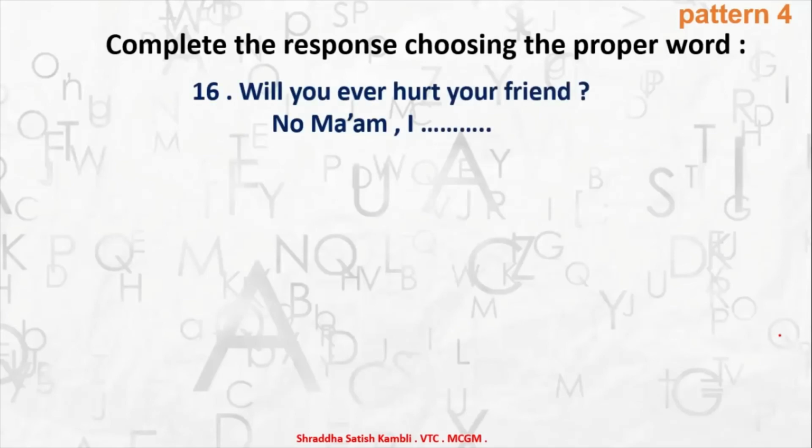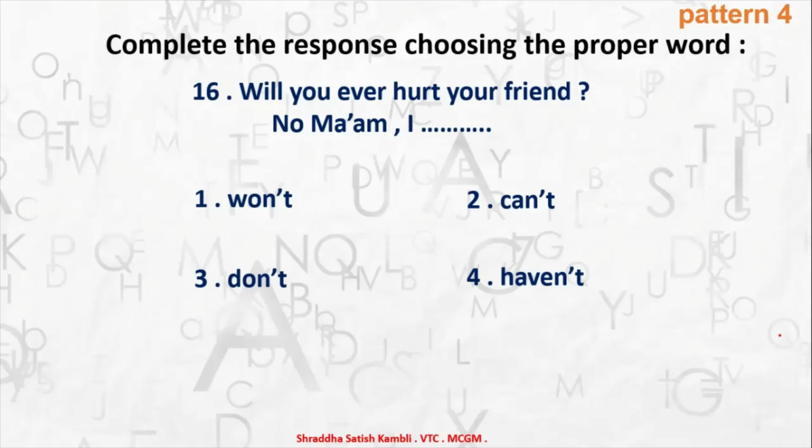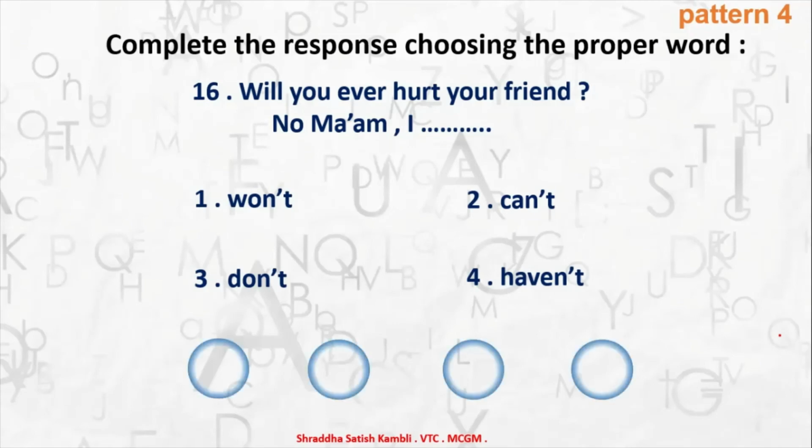Here is a sentence for you, a question for you, and then we have a response also. Will you ever hurt your friend? No ma'am, I dash. So what will come in the dash? Will it be no ma'am, I won't? No ma'am, I can't? No ma'am, I don't? Or no ma'am, I haven't? So which will be the correct one here? It will be no ma'am, I won't, the first one.